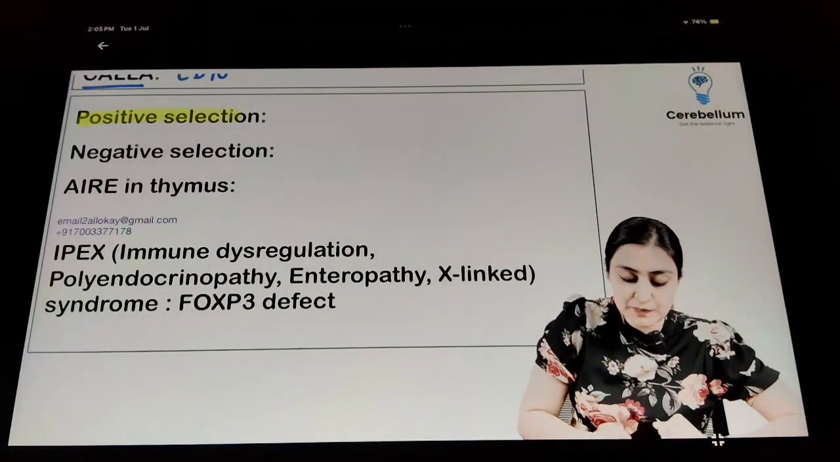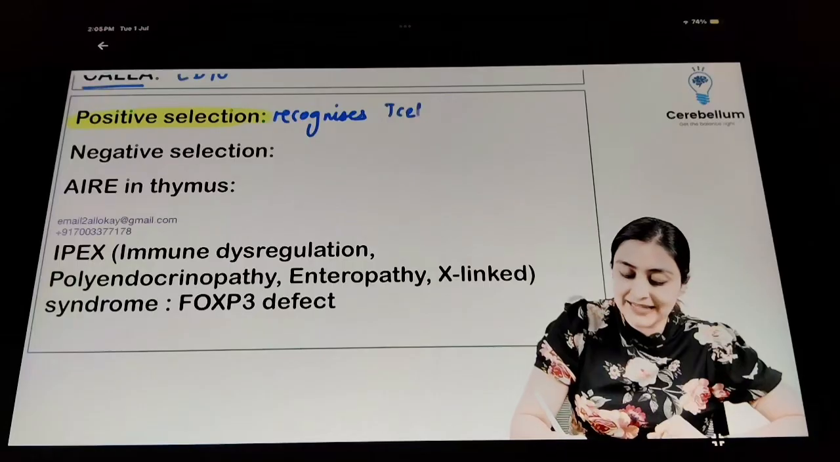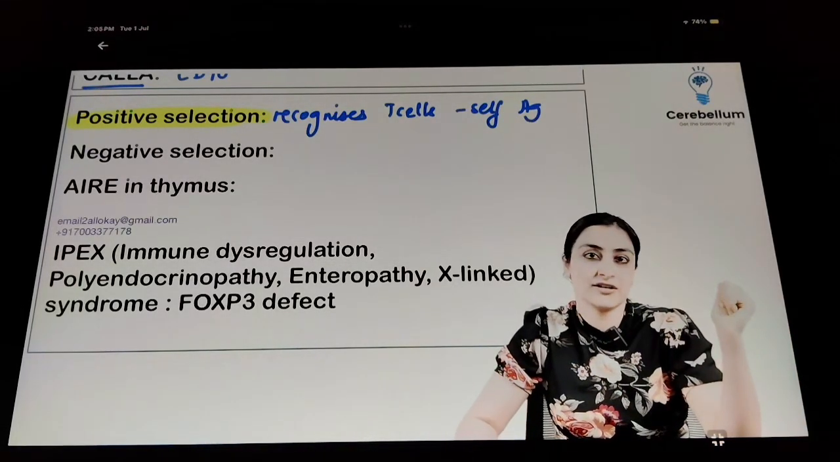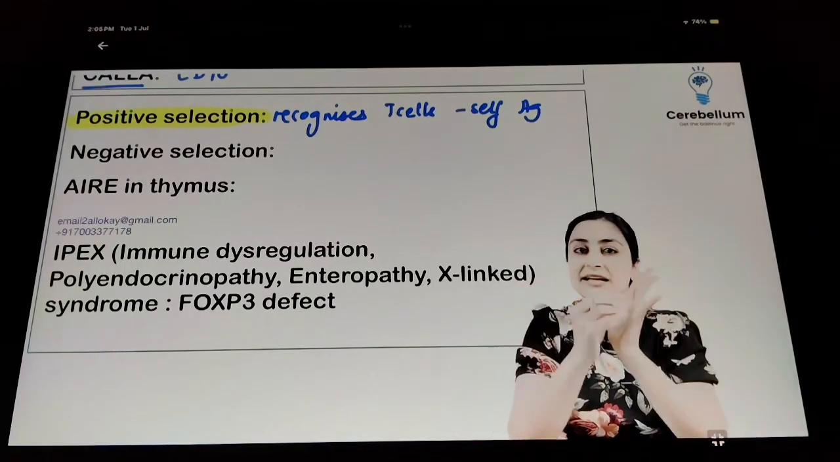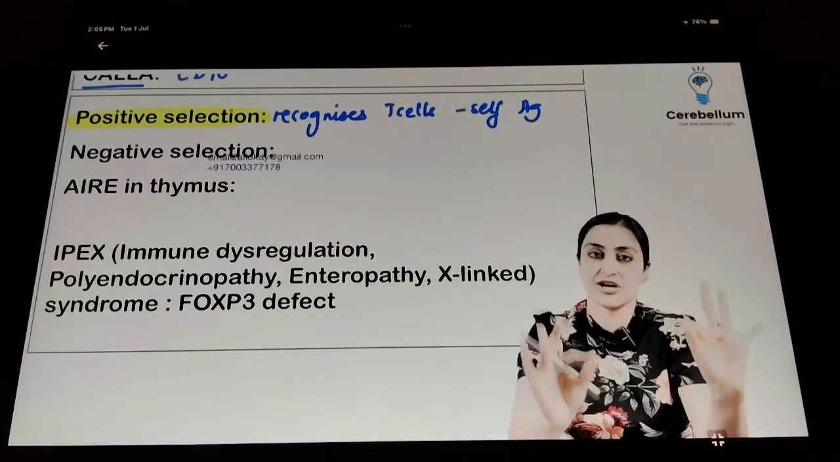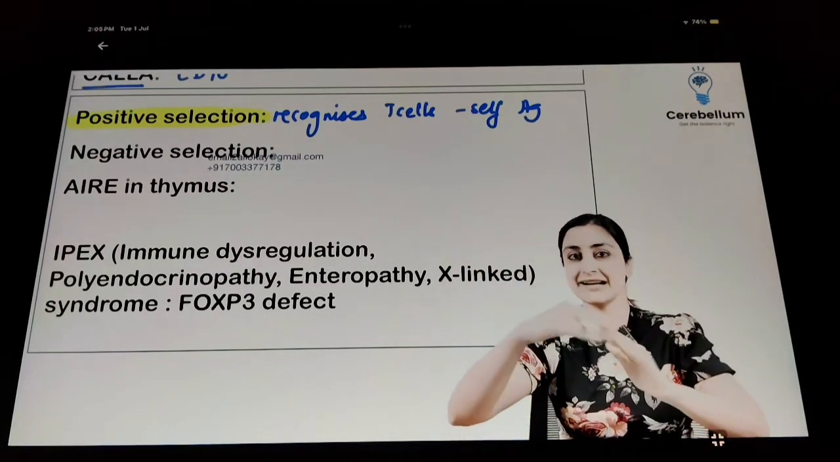First, what it's going to do is positive selection. Here it recognizes which T cells can bind to self antigen. The thymus doesn't have any foreign antigen to experiment with and see if the cells can bind to foreign antigen. The only antigen it has is self antigen. So it will check, can you bind to self antigen? If you can bind, it means okay, you can bind to foreign as well. So it checks whether you are able to bind to a self antigen or not. This is positive selection. So they are selected, they go to the next stage.